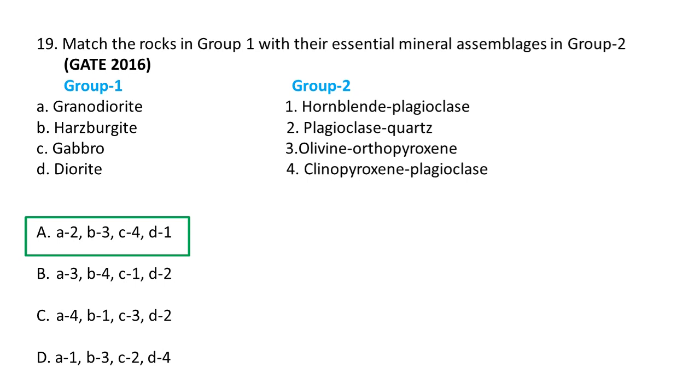Granodiorite has plagioclase and quartz, and harzburgite has olivine and orthopyroxene. Harzburgite is a type of igneous rock that forms in the Earth's upper mantle and is made up mainly of olivine and orthopyroxene. Gabbro is represented by clinopyroxene plagioclase, and diorite has hornblende plagioclase. So that's why A is the correct option.